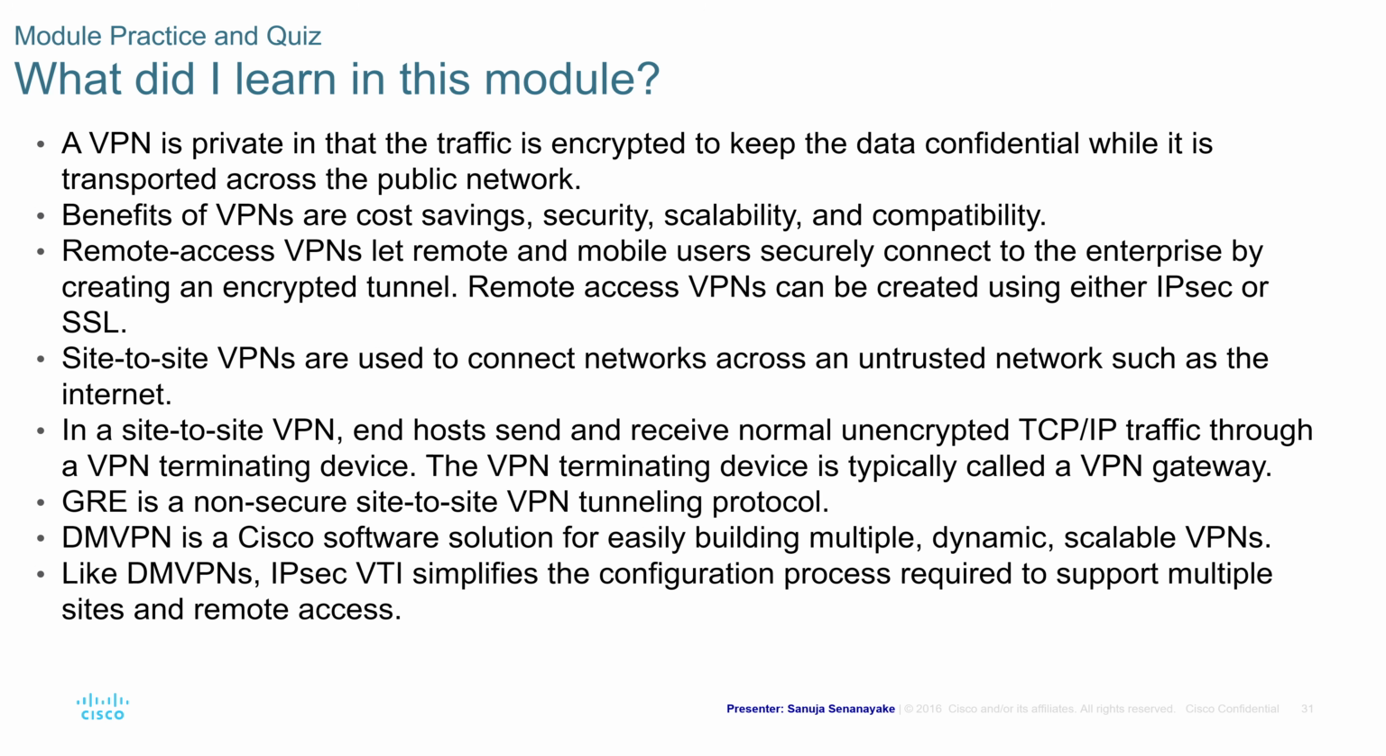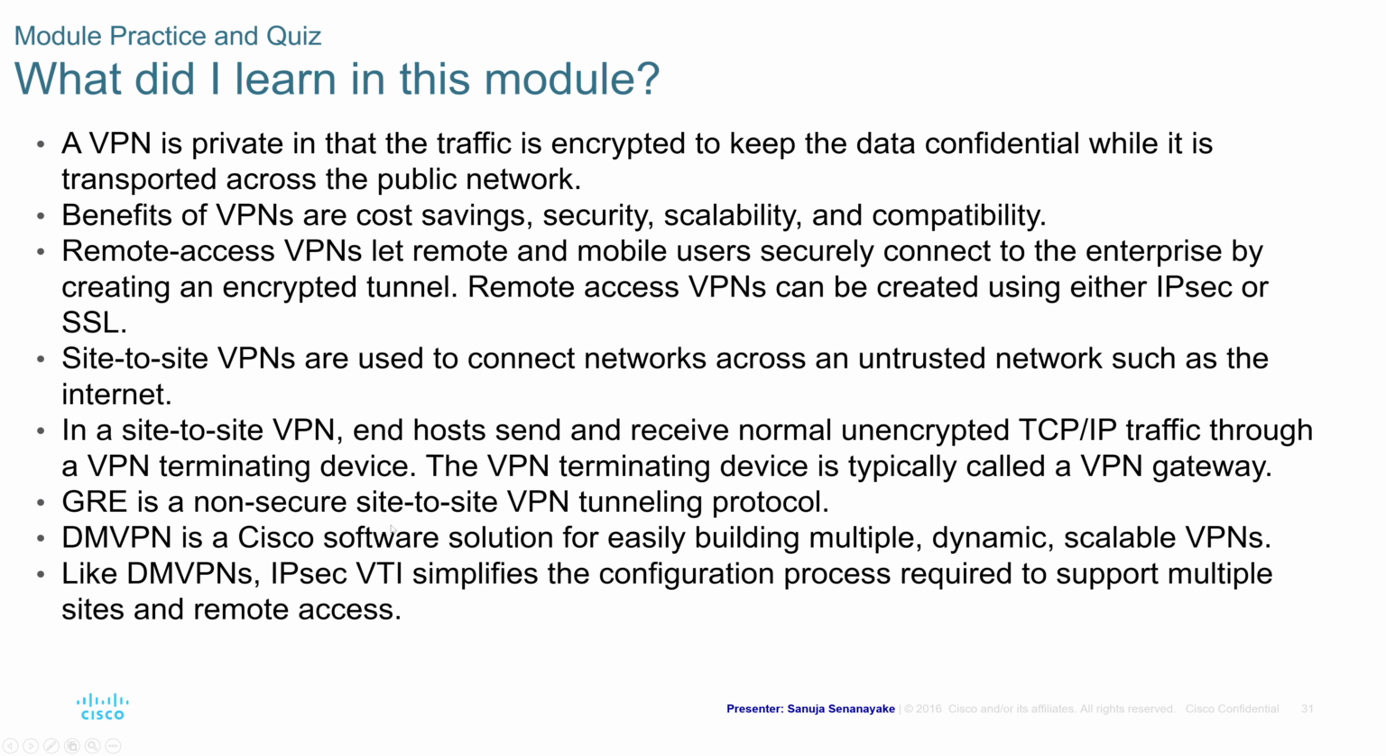We learned site-to-site VPNs are used to connect networks across an untrusted network such as the internet. In a site-to-site VPN, hosts send and receive normal unencrypted TCP/IP traffic through a VPN terminating device. Remember that. In a site-to-site VPN, the host sends and receives normal unencrypted TCP/IP traffic through a VPN terminating device. A VPN terminating device is typically called a VPN gateway.